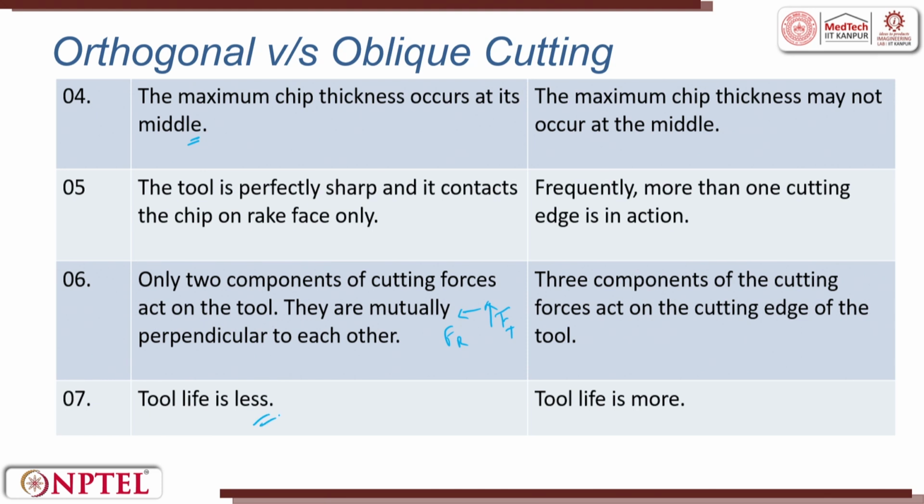They are mutually perpendicular to each other. The tool life is less since the chip always moves on the rake face. So when we go for oblique, frequently more than one cutting edge is in action. 3 components come because since it is at an angle, you have to resolve Ft and Fr. You will have an angle component. So you will have cutting force Fc, Ft and Fr. You will have 3 forces acting on it. The tool life is larger than the orthogonal cutting. So this comparison tries to give you a better understanding about orthogonal cutting and oblique cutting.